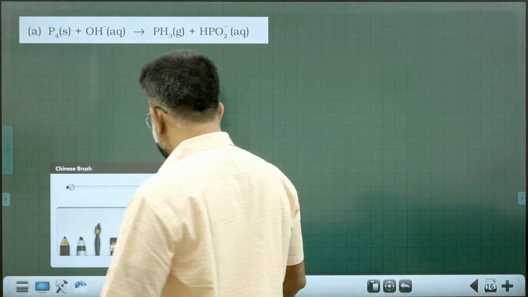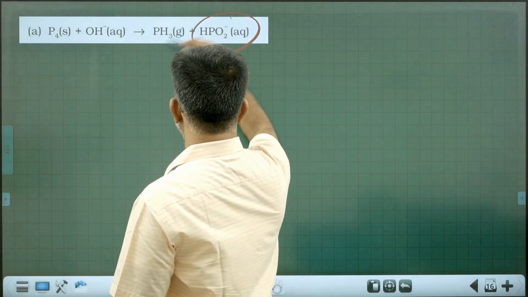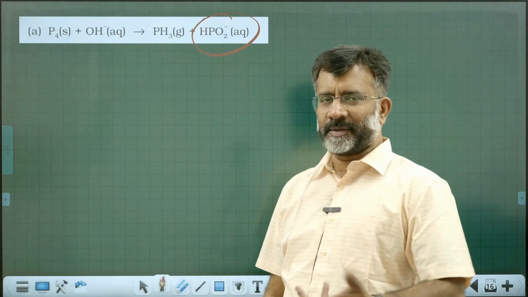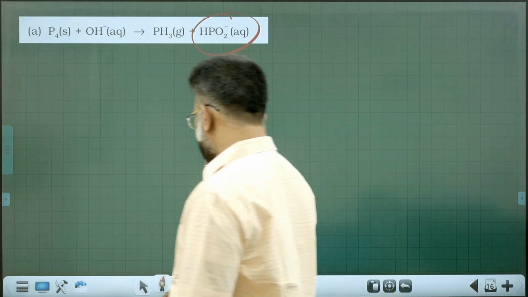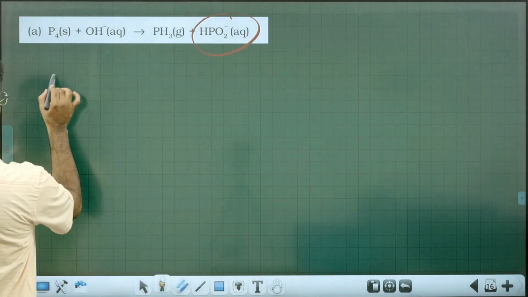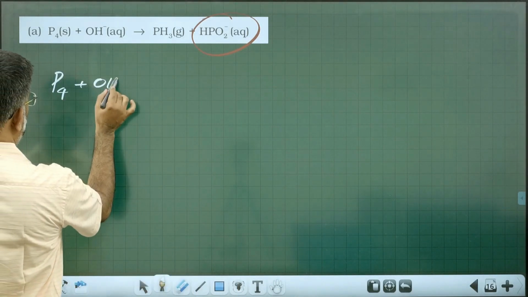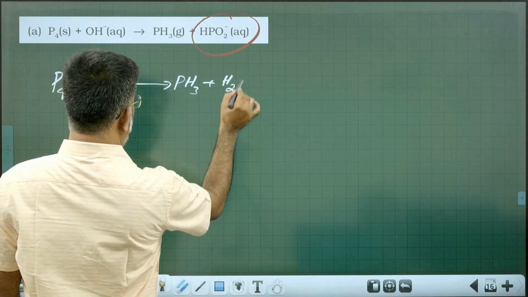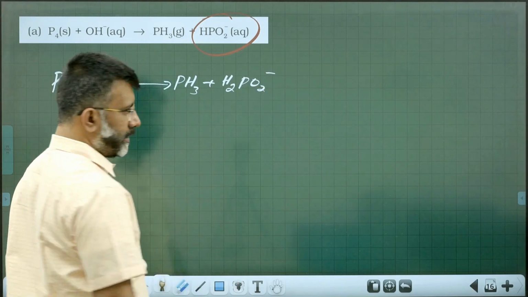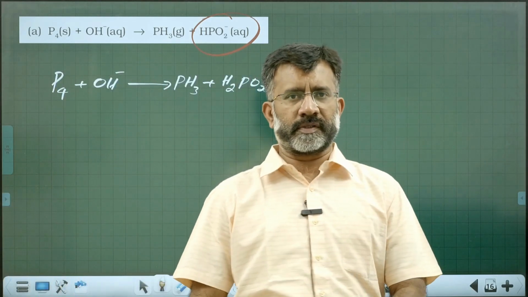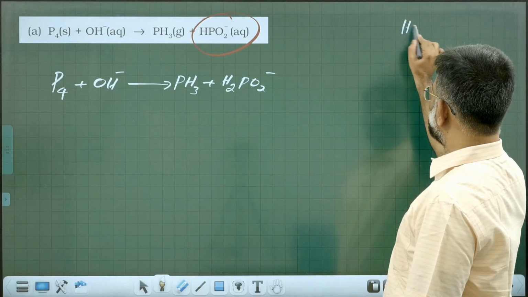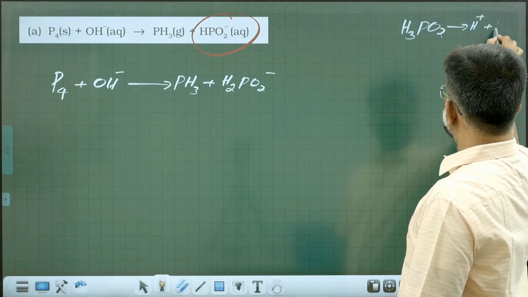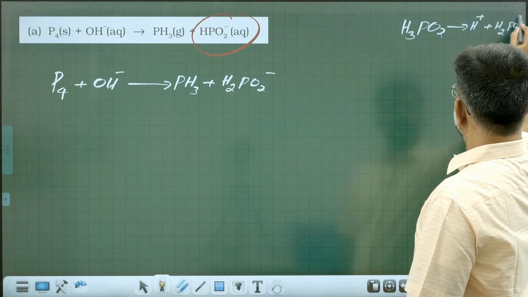Please understand this, such a species does not exist. That's a mistake in the textbook itself. Such a species does not exist. What is the original skeleton? It is white phosphorus in alkali medium. You are getting PH3 and H2PO2 minus. That is correct. This is hypophosphorus acid salt. Hypophosphorus acid, H3PO2, can ionize as H plus and H2PO2 minus.